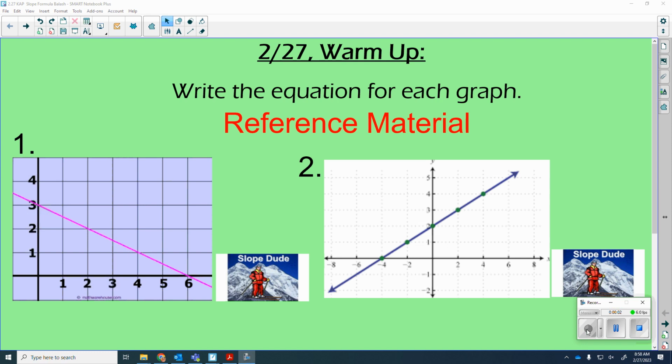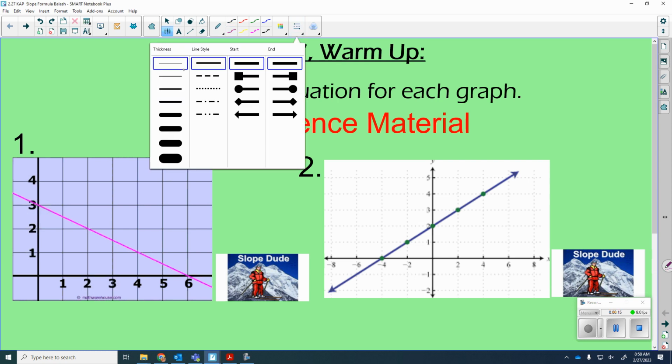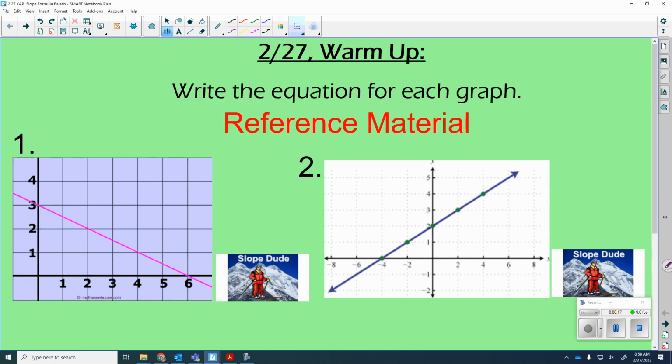Okay, so when we write an equation for a line, what do we need? Slope, y-intercept. Right. We need the slope and the y-intercept. So, which one's the easiest to find on a graph? Y-intercept, right? Because it's right there. So your b should have been 3 on here.